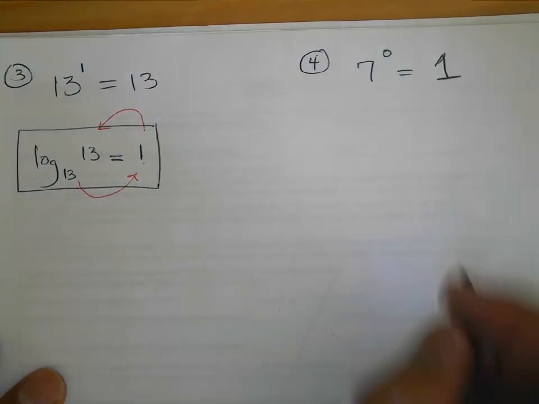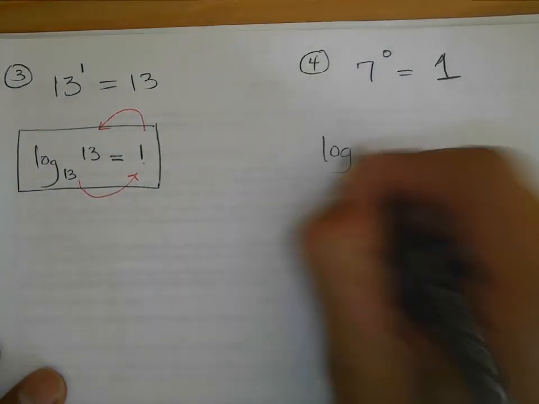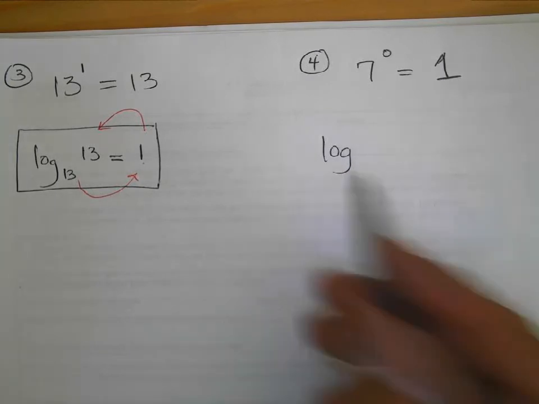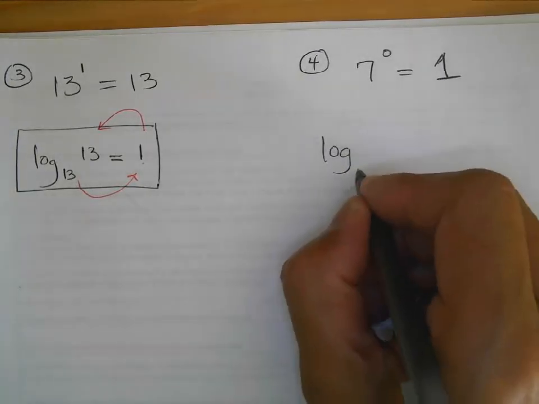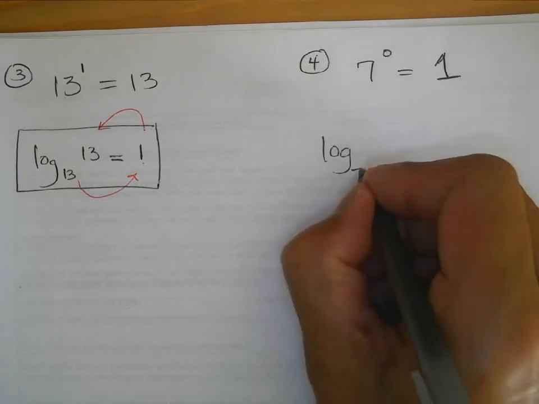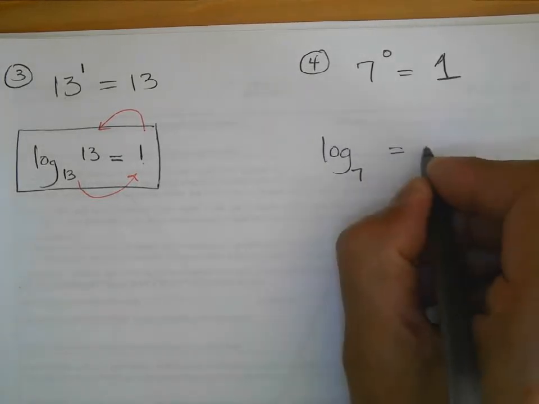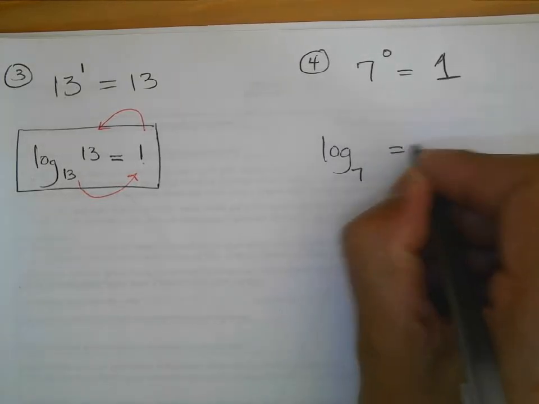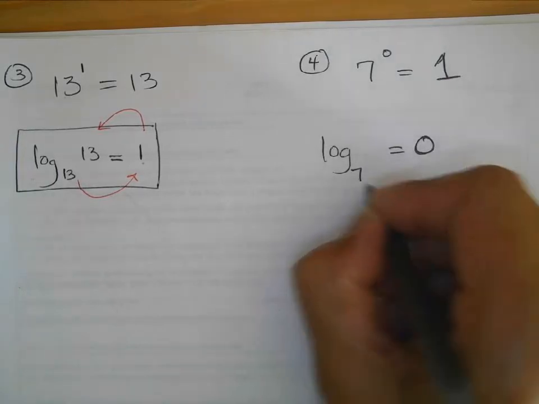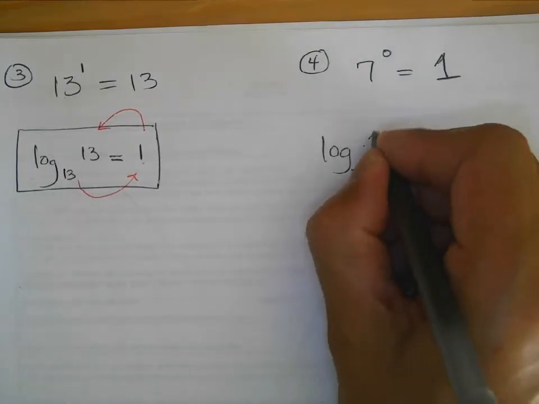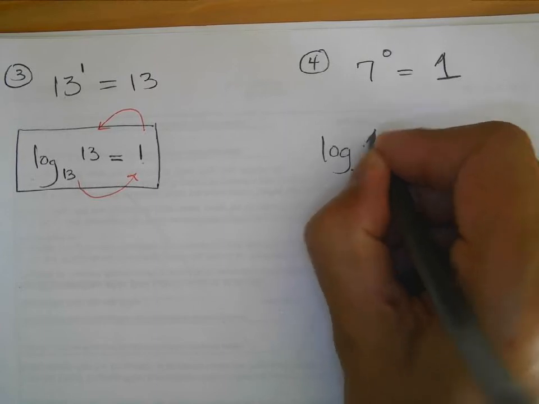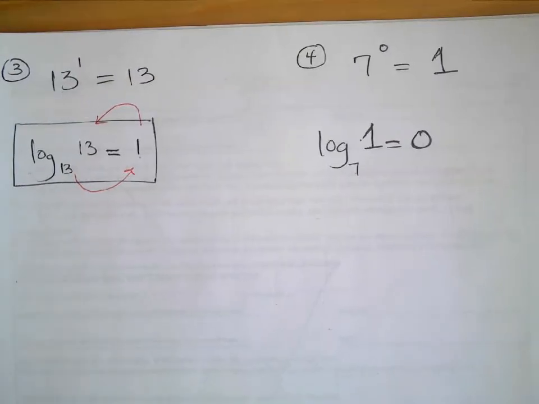Number 4. Log, right? Log is short for logarithm. What's the base here? The base is 7. The power is the answer, right? The power is what it equals, so that's 7 to the power of 0 equals, and then that means the 1 goes here. Okay?